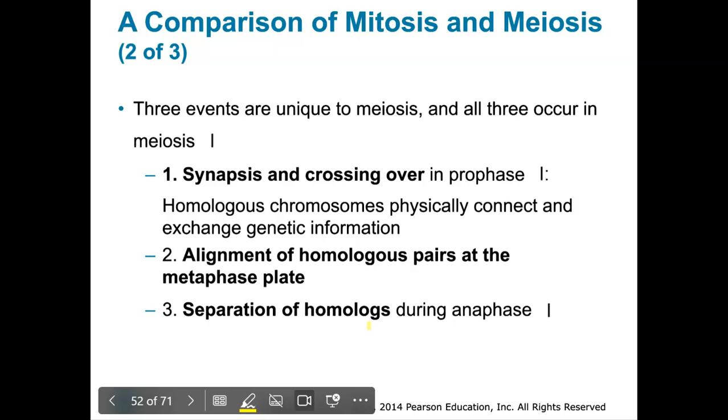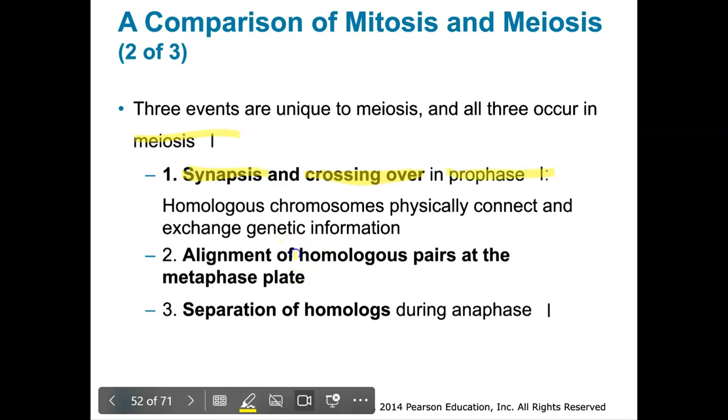All right. Meiosis has events that are unique to meiosis that do not occur in mitosis, and all of them occur during meiosis 1. In prophase 1, we have synapsis, which is when the homologous pairs find each other and pair up. And then we have crossing over, that occurs at the same time, crossing over of pieces of the chromosomes from the homologous pairs. So both of those things happen in prophase 1, synapsis and crossing over.